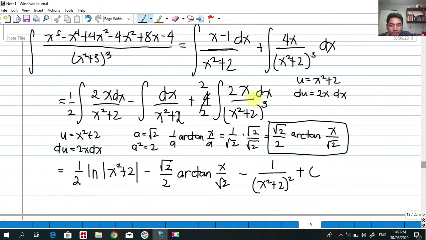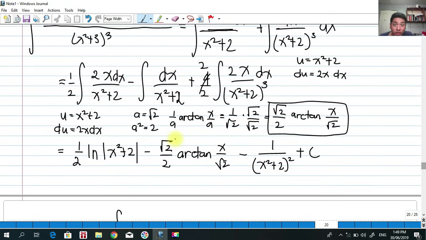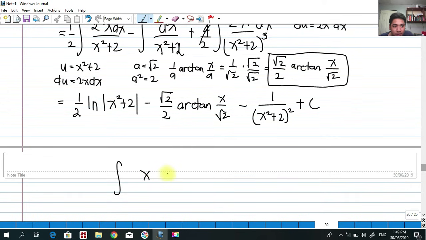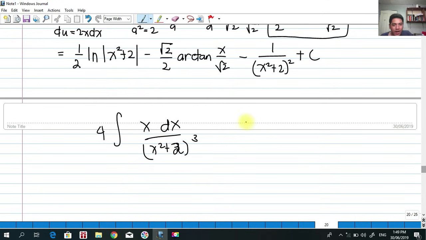So how did that happen? Let's focus on this, just for you to understand. So we have the integral of x dx over x squared plus 2 raised to cube. And we have 2 here, or we have 4 here, my mistake. So we have 4 here. What happened is that we let u equal x squared plus 2. Du is simply 2x dx. So we offset 2 here, then we divide this by 2, then simply this becomes 2.